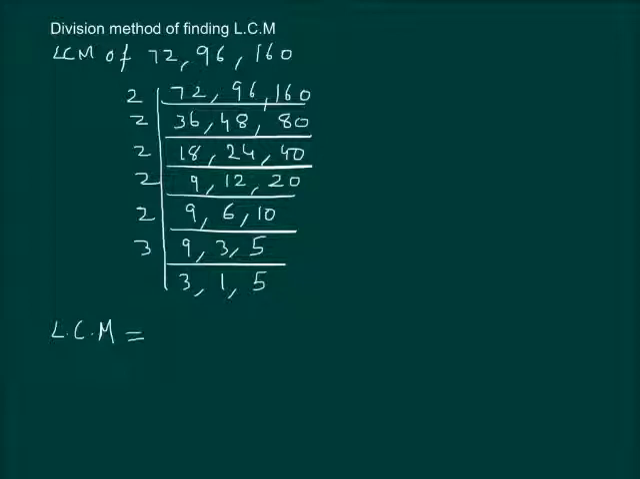Now multiply all divisors and all numbers left in the last row. The product will give us the LCM of the given numbers. So we have 2 into 2 into 2 into 2 into 2 into 3 into the digits left in the last line, 3 into 5. This will give us LCM to be 1440.